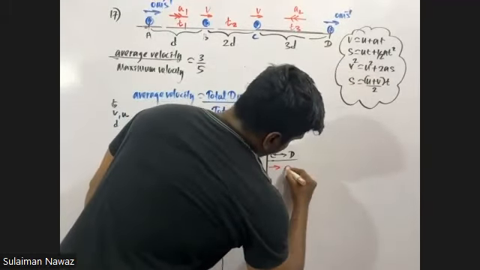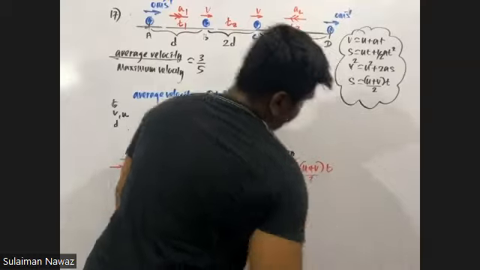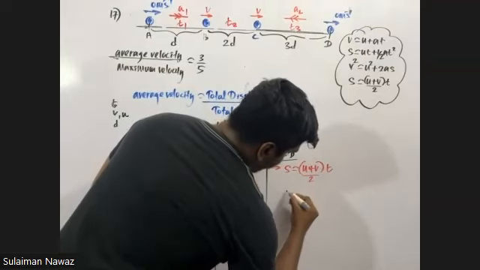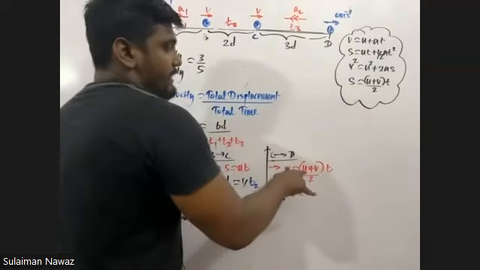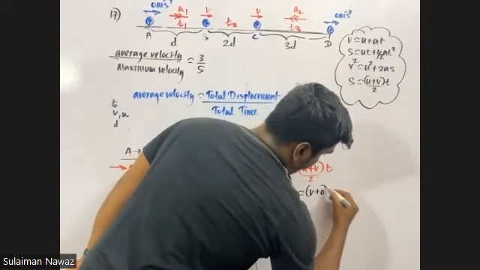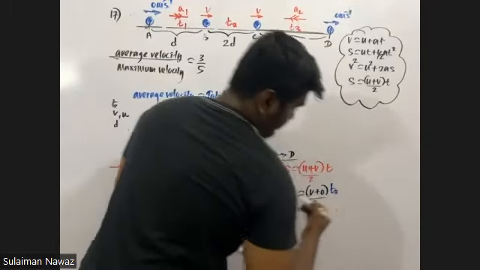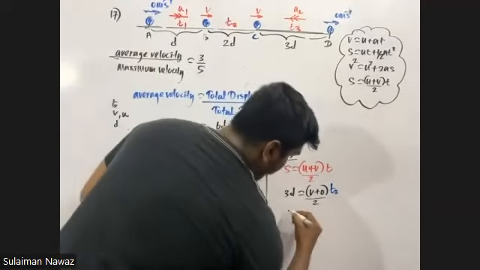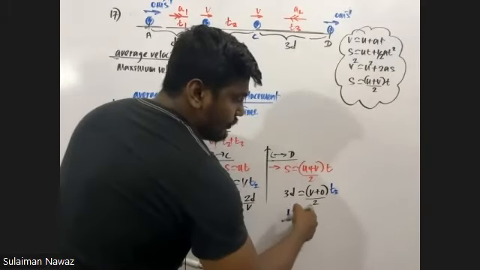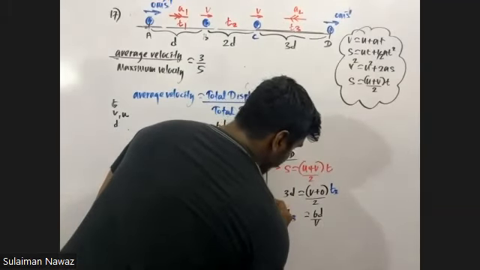S equals U plus V over 2 into T. What is my S? My S is 3D. Initial velocity is capital V. Final velocity is 0, over 2. Time taken is T3. So when I make T3 the subject, I obtain T3 as 3D into 2, that is 6D over V. Equation 2, equation 3.